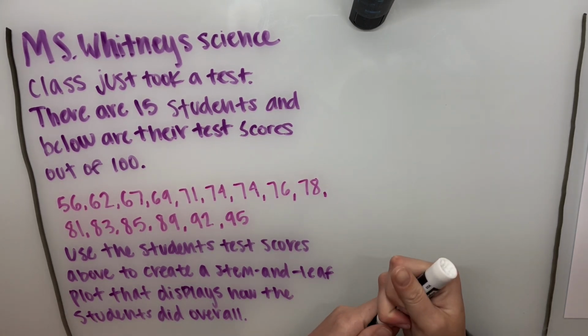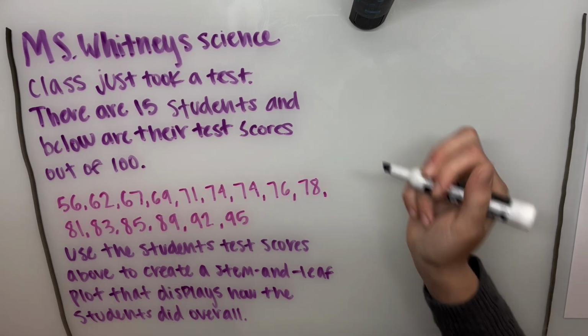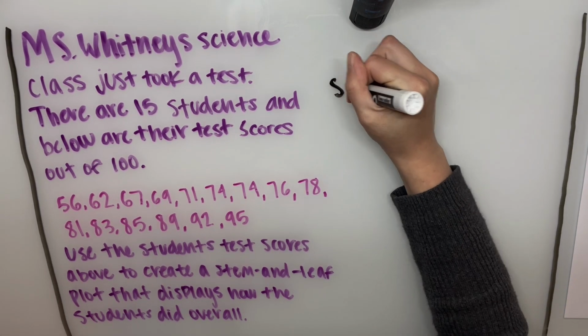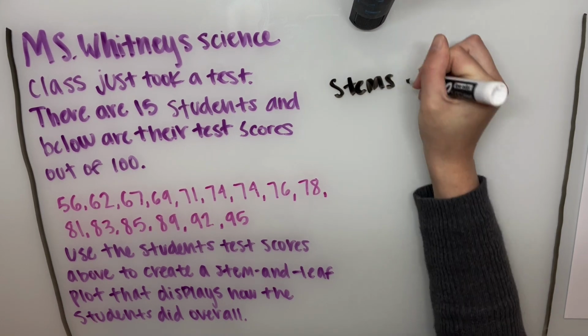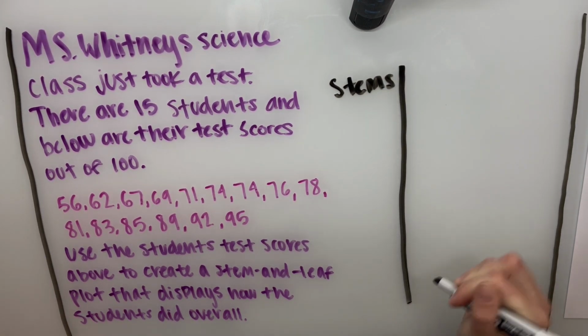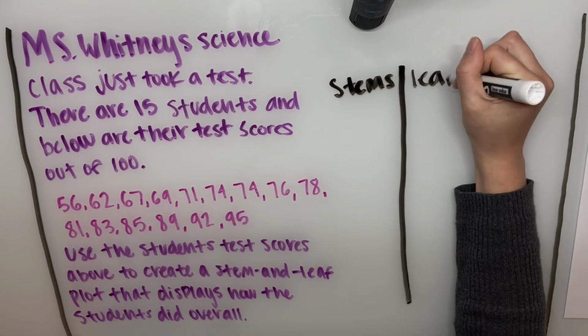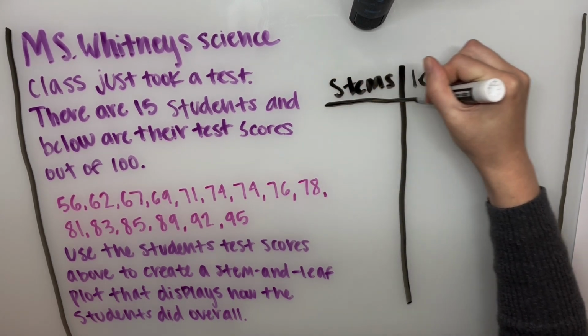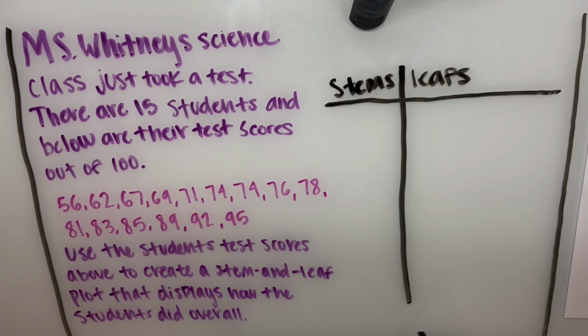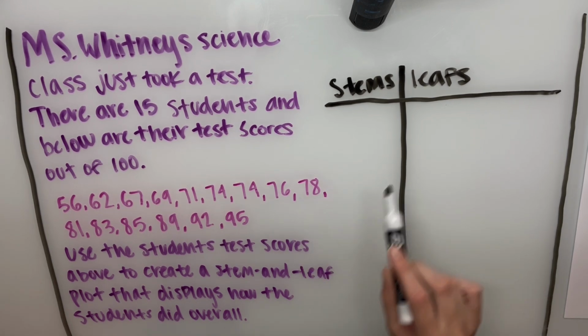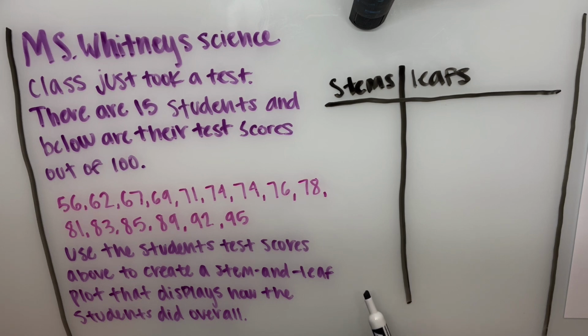So first let's create our stem and leaf plot so we can just plug our numbers in easily. So over here we'll write stems. And then we'll do a line, and then leaves. Okay, so now that we have our graph, let's just start by listing all of our stems, so the numbers in the tens place, into a vertical column right here. So let's go through all the numbers and see what we have for our stems.